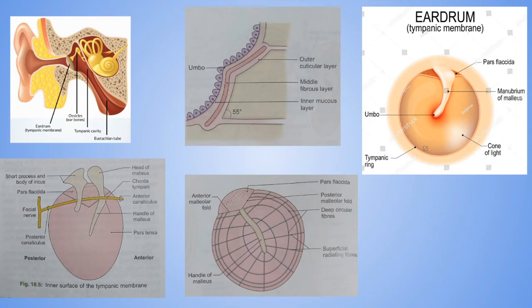The middle fibrous layer is made up of superficial radiating fibers and deep circular fibers. The circular fibers are minimal at the center and maximal at the periphery. The fibrous layer is replaced by loose areolar tissue in the pars flaccida. The inner mucous layer is lined by a low ciliated columnar epithelium.